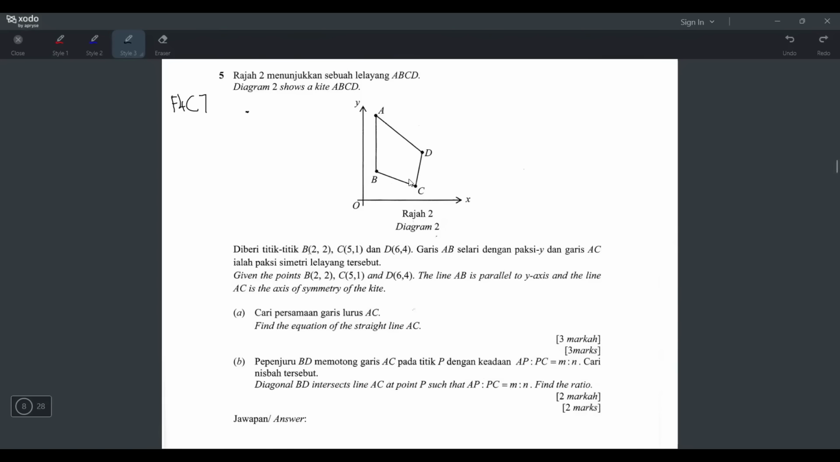So let's erase this. Okay, let's see what it says. Given point B is (2, 2). Okay, very good. They give us the point B. Let's label it. And then C is (5, 1). Label that also. D is (6, 4), okay, label that also.